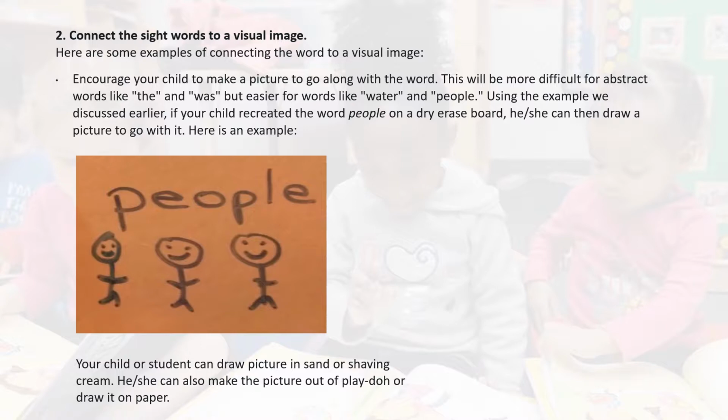Here are some examples. Encourage your child to make a picture to go along with the word. This will be more difficult for abstract words like the and was, but easier for words like water and people. Using the example we discussed earlier, if your child recreated the word people on a dry erase board, he or she can then draw a picture to go with it.